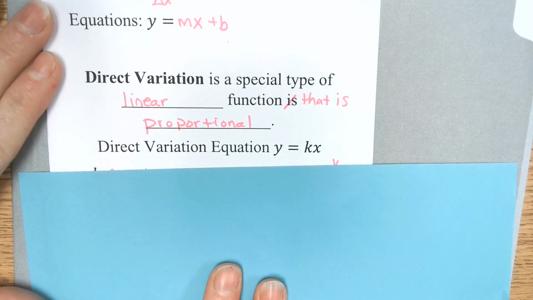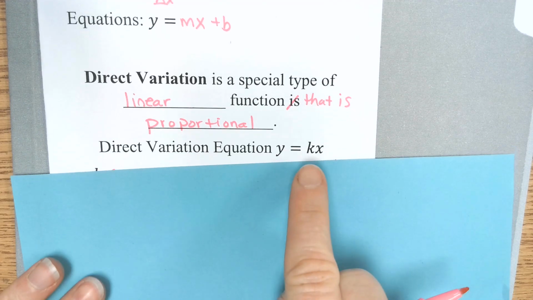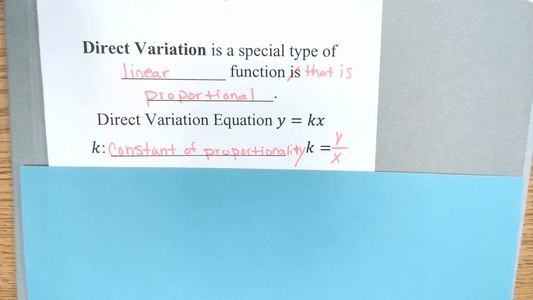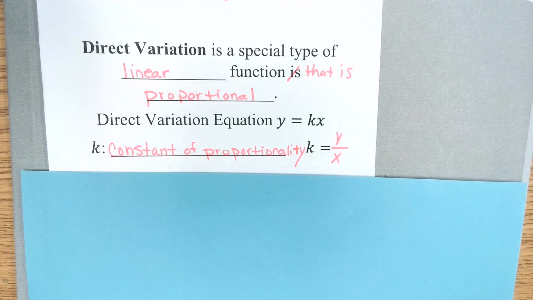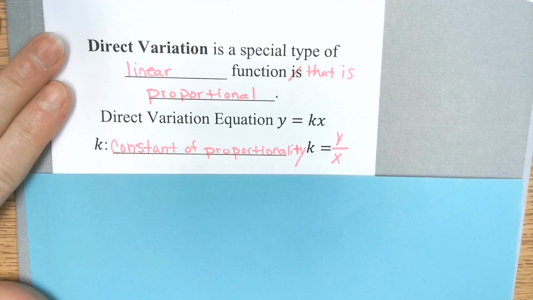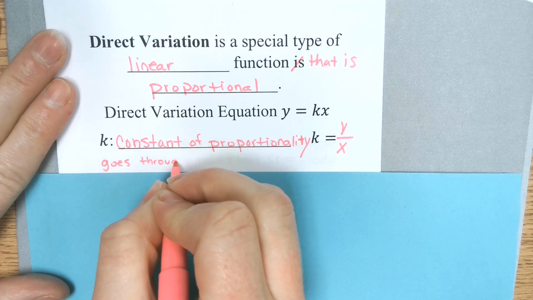So the direct variation equation is y equals kx. It's similar to the other one, mx plus b. K is called your constant of proportionality. And k can be found by dividing any y divided by x. The starting value for direct variation is 0, 0. So it goes through 0, 0, the origin.